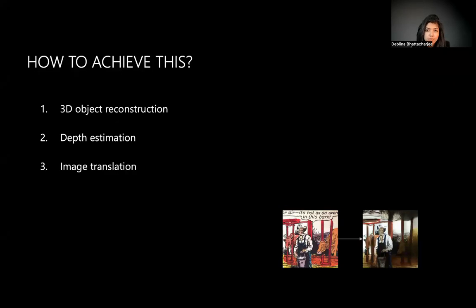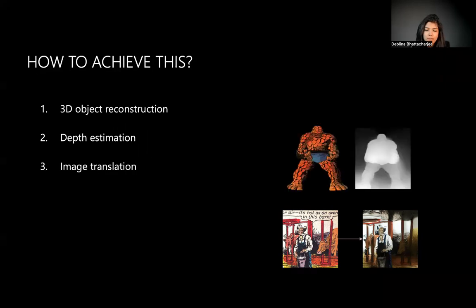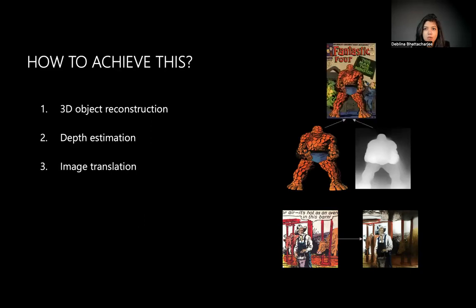We first change the style of a comics image to the style of an image that we would see in the real world. We then use this translated image to find the depth of the objects. And finally, we recreate the objects in three-dimensional view using the depth information. For the sake of this presentation, let's take a look at each of these components in the following order: 3D object reconstruction, depth estimation, and finally, image translation.